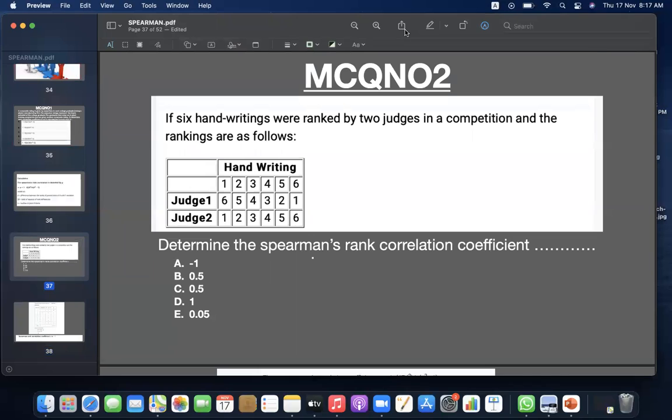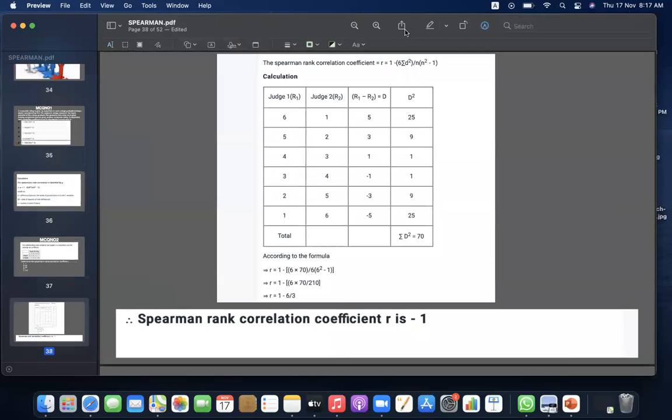Yeah, that is A, minus 1. Here is the calculation as well. You can see the Spearman rank correlation coefficient formula here. The ranking is done. After ranking, we have to find d, which is R1 minus R2. That is here in this column. And then you have to find the square of the difference. That is here. Then the sum of the squared differences, and then you compute it in the formula and get the answer. That is minus 1.